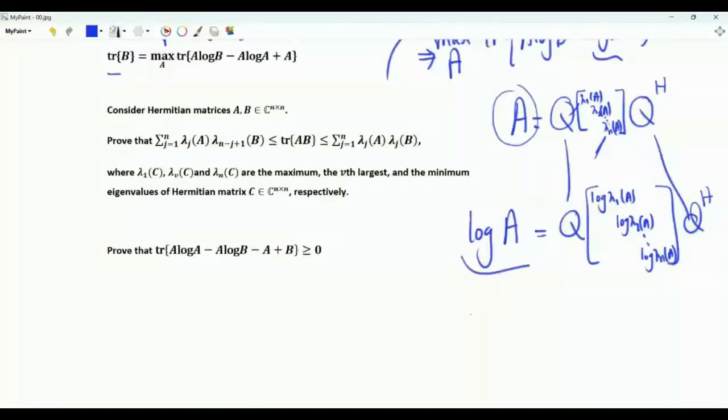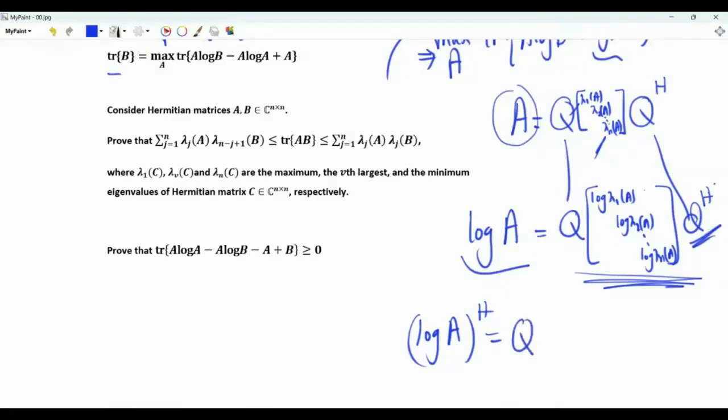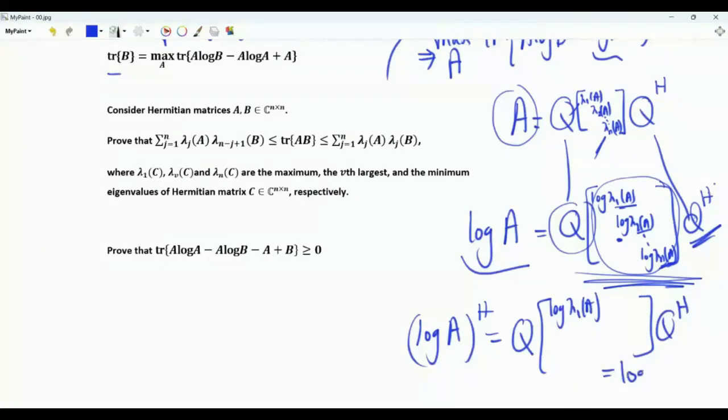Note that log A is Hermitian. If you take the Hermitian of this matrix, you get Q Hermitian, this is Q. Then you get the Hermitian of this matrix. Because the eigenvalues are strictly positive, those logarithms are real valued. And the Hermitian of this diagonal matrix is simply itself. Then the Hermitian of Q Hermitian is Q. This is exactly the logarithm of A. The logarithm of A is a Hermitian matrix, but it is not necessarily positive semi-definite or positive definite. If lambda j is from 0 to 1, then the logarithm is negative, but it is a Hermitian matrix.